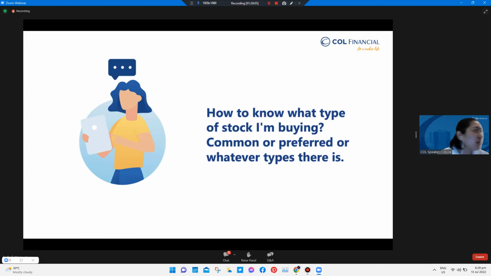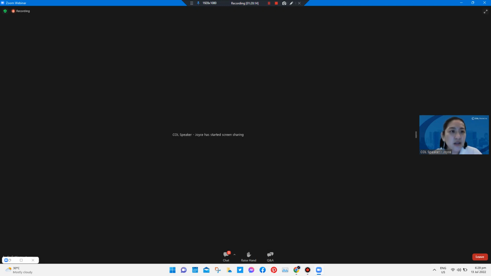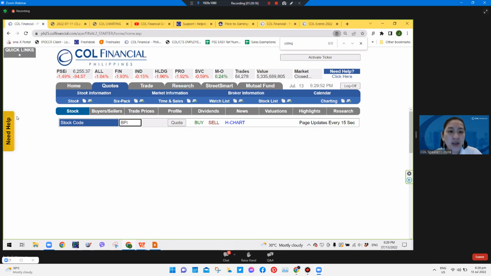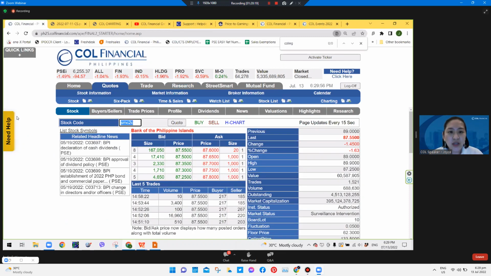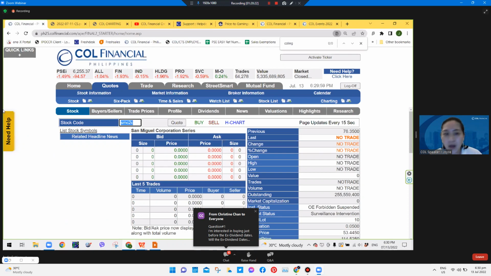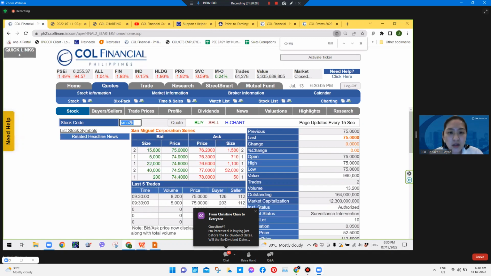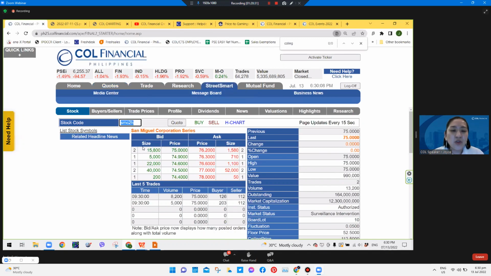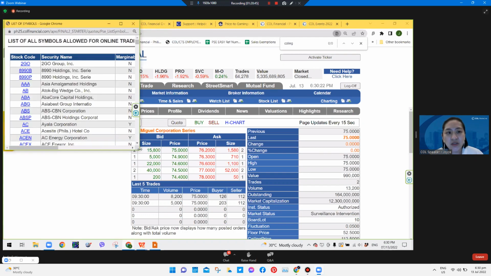Let me just share my screen. I'll show you how to see if it's preferred. SMC 2C. Oh, okay, there's no more 2C. Wait, let me see. Usually the stock code will be different. It will have another P or a series number at the end. That's when you know it's a preferred share. But you can also take a look at the stock symbols or the stock list.